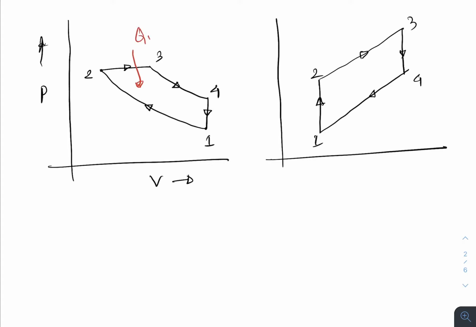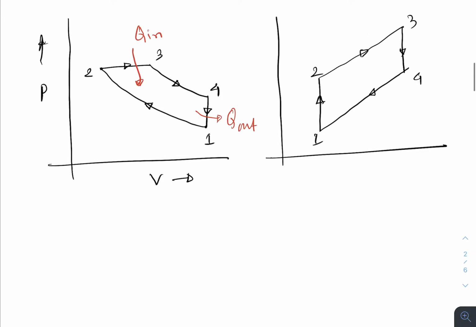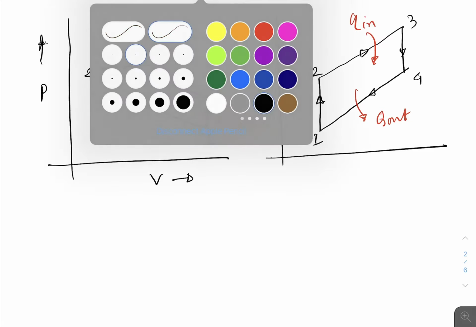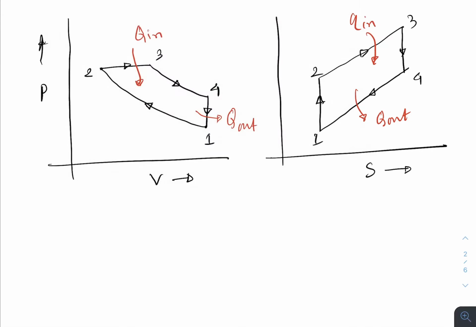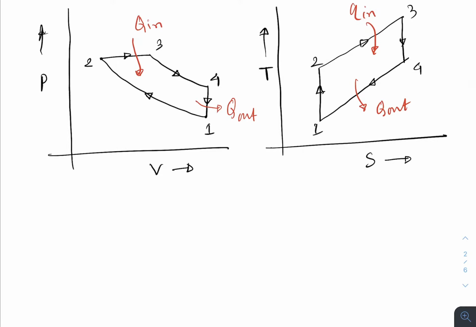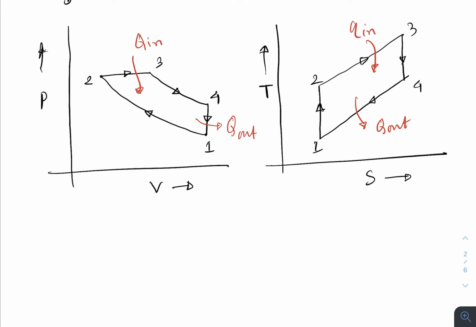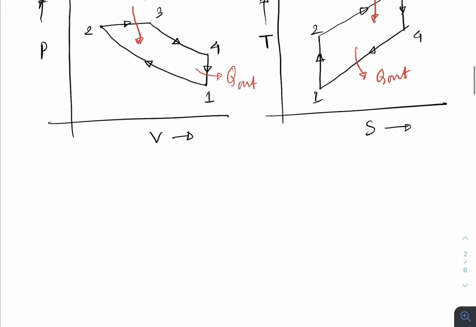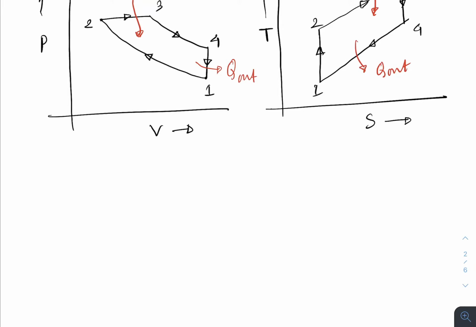Basically the heat addition and heat rejection: heat addition is happening at constant pressure, and heat rejection at constant volume, right? Similarly, we can write it here, heat addition and heat rejection. So this is the ideal diesel cycle, right? The PV diagram and TS diagram.